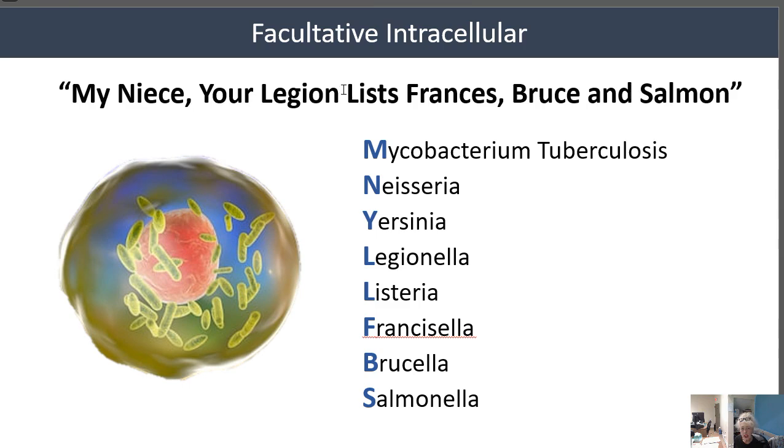My niece, Legionella, Francisella, Brucella, and Salmonella. These are facultative intracellular, which means that they live within the cell. Mycobacterium TB, Neisseria, Yersinia, Legionella, Listeria, Francisella, Brucella, and Salmonella.